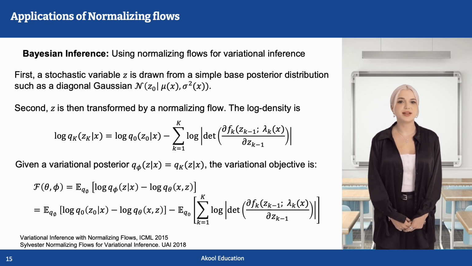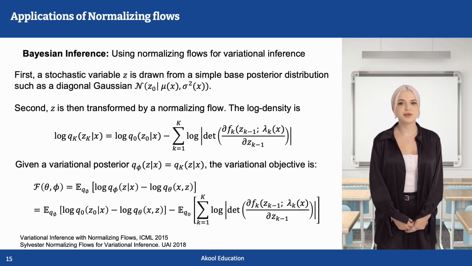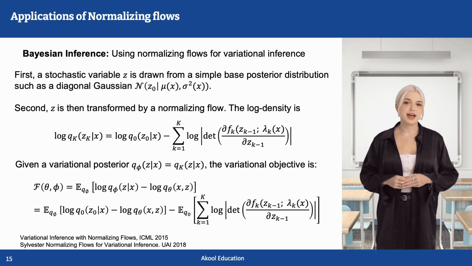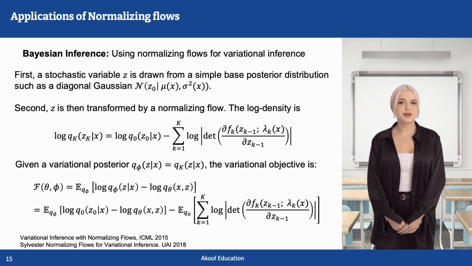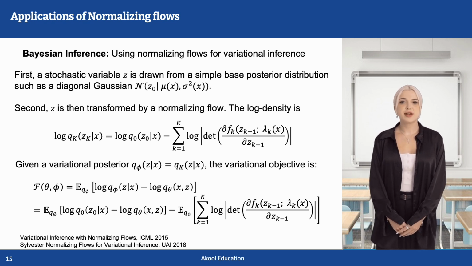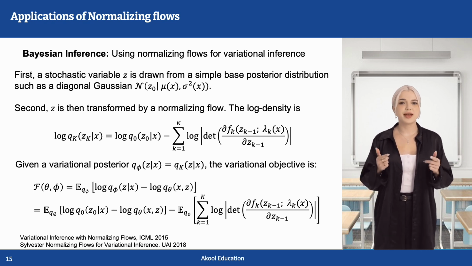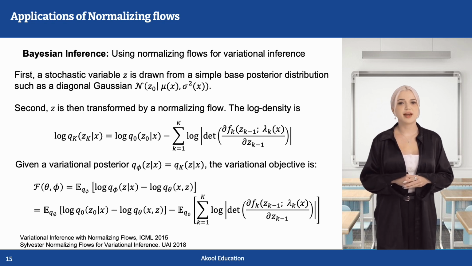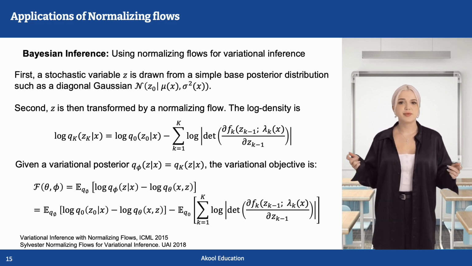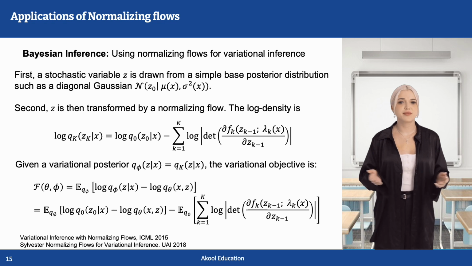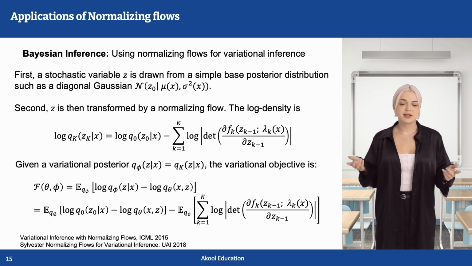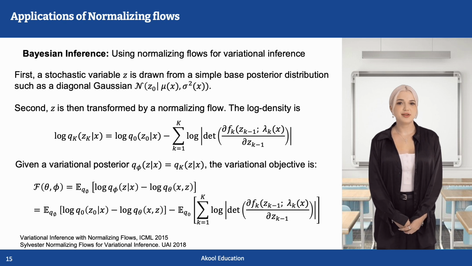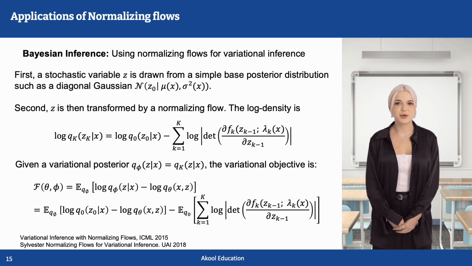To be specific, the latent variable z is first drawn from a simple base posterior distribution, such as a diagonal Gaussian, and then transformed through a normalizing flow. Since flow-based models allow for exact likelihood computation, the log likelihood of the inference model p(z|x), given input x, is tractable. Ultimately, by integrating the flow-based model into the VAE loss function, we obtain a new, tractable VAE loss with a flow-based variational inference component, as shown at the bottom of the slide.